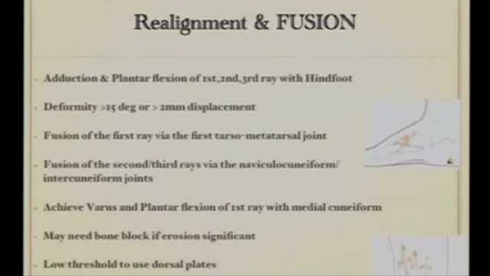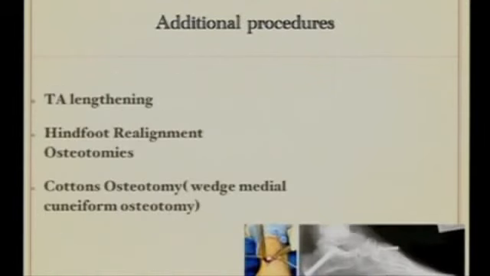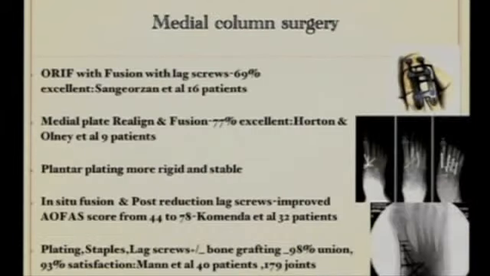Fusion of the first ray via the first tarsometatarsal joint. Fusion of the second and third ray via the navicular-cuneiform and intercuneiform joints. Try and achieve the varus and the plantar flexion of the first ray. It's extremely important to restore that structure. You might need a bone block if you want to correct deformities, and use a low threshold to use plates. Do not forget that doing these additional procedures would improve the final outcome: tendo-Achilles lengthening, hind foot realignment osteotomies, and a Cotton osteotomy on the medial side.